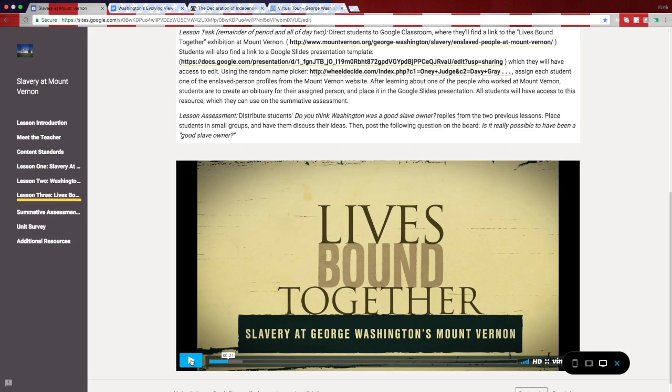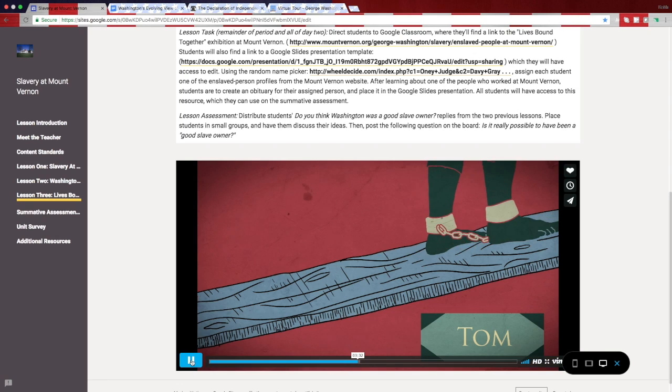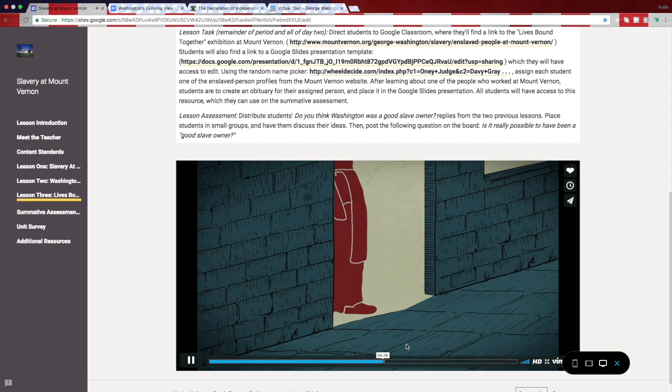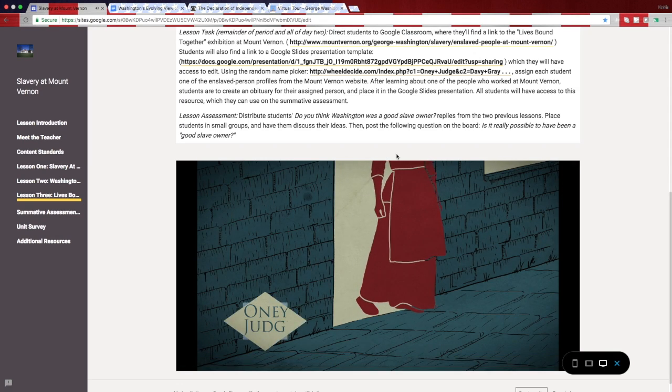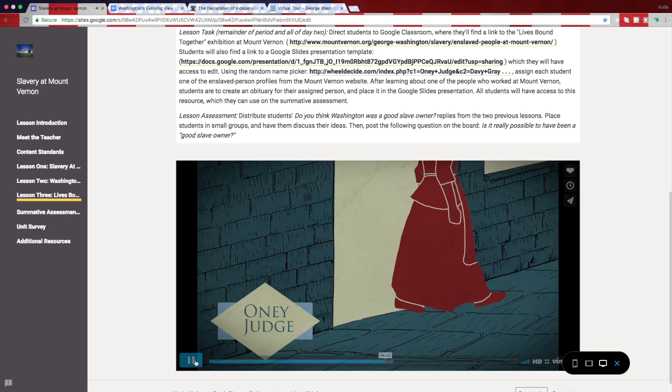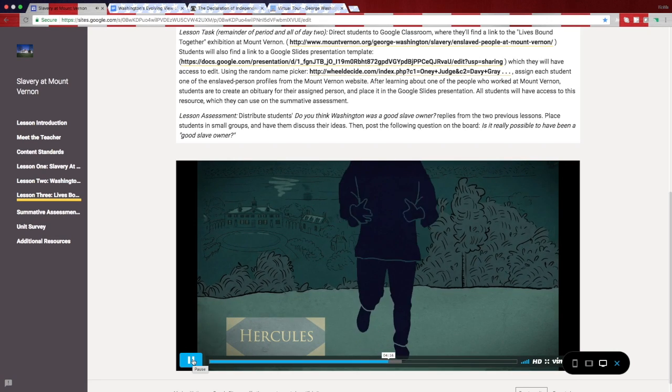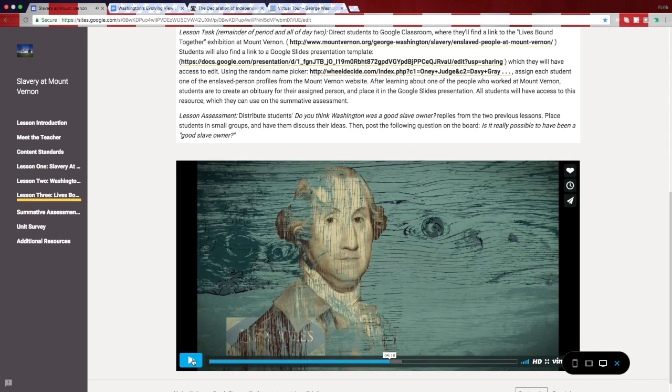And one observation that students will make as they watch this video is the fact that whenever a slave is shown, they never show the slave's face. Oney Judge ran away from the president's house in Philadelphia, and Hercules from Mount Vernon. They show Washington's face quite often, but they never show any of the faces of these enslaved people.